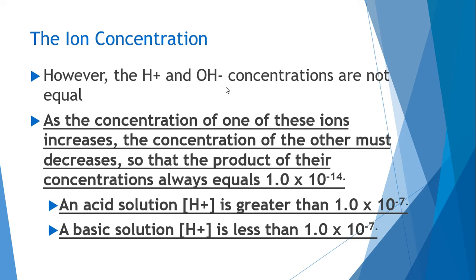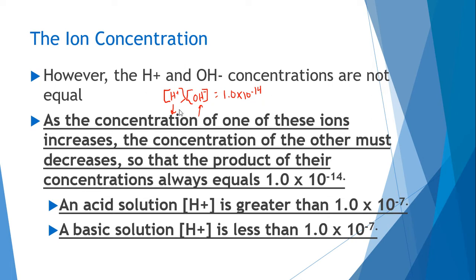Okay. However, the H plus and OH concentrations are not always equal. And one thing to note is as the concentration of one of them increases, the other one has to decrease. And the reason for this is their product always has to equal that 1.0 times 10 to the negative 14th. So remember, your equation is H plus times OH equals, so if this times 10 to the negative 14th cannot change, if this one goes up, this one has to go down.